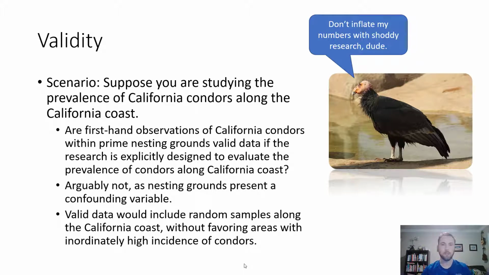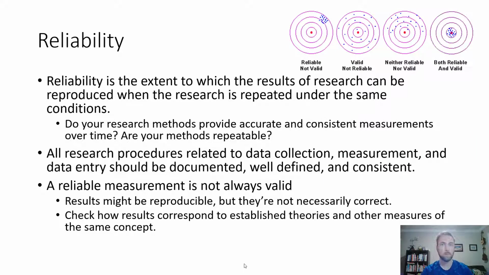You can kind of apply that to any kind of research. If you're trying to get a random sample, you need to make sure that you are actually randomly sampling as opposed to favoring or cherry picking one area that you know is going to have a prevalence of whatever you're looking for, in this case condors. So as Joe Condor there says, don't inflate my numbers with shoddy research, dude. Okay. All right. So that's validity.